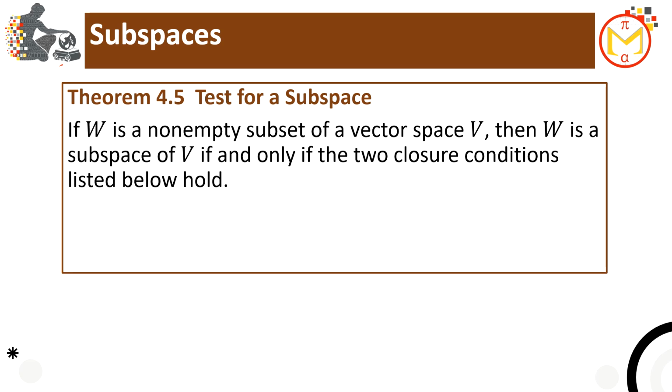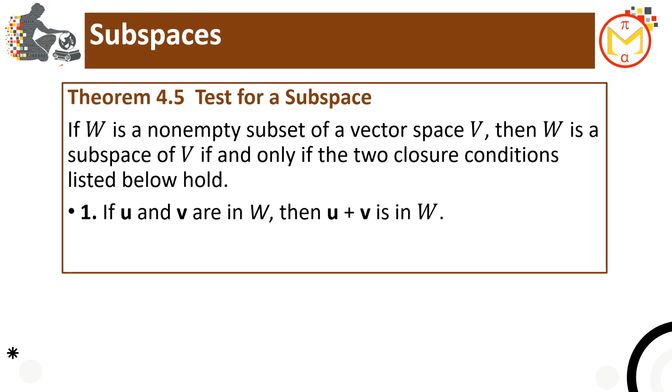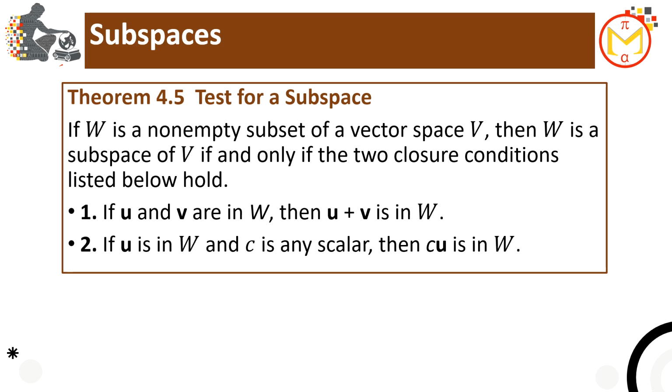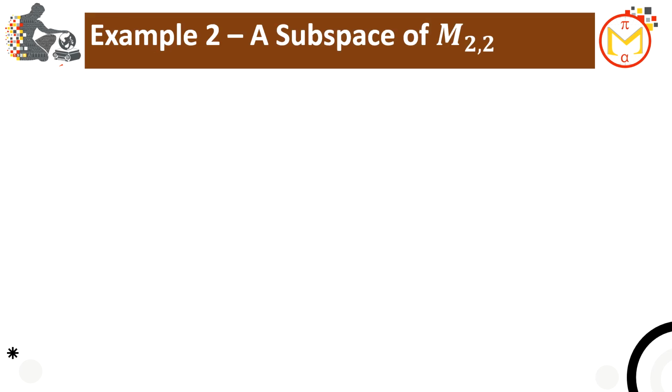Let's have a theorem. This is a test for subspace. If W is a non-empty subset of a vector space V, then W is a subspace of V if and only if these two closure conditions hold. If u and v are in W, then when we perform the addition, u + v is still in W. And if u is in W, when we multiply by a scalar, cu is still in W. So we just perform two operations, addition and scalar multiplication.